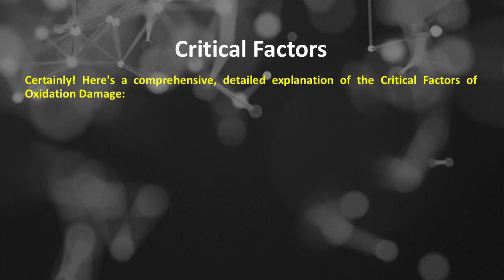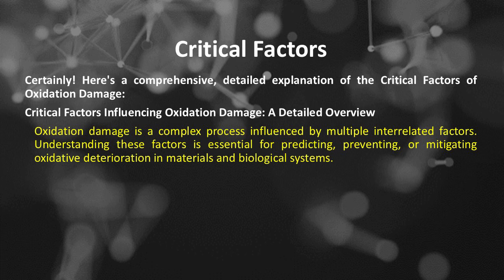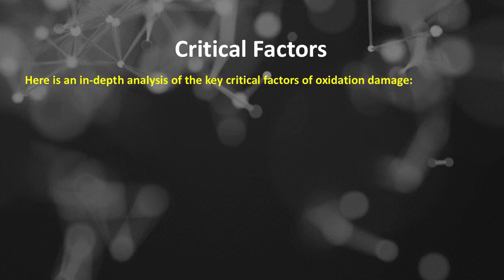Here's a comprehensive, detailed explanation of the critical factors of oxidation damage. Critical factors influencing oxidation damage, a detailed overview. Oxidation damage is a complex process influenced by multiple interrelated factors. Understanding these factors is essential for predicting, preventing, or mitigating oxidative deterioration in materials and biological systems. Here is an in-depth analysis of the key critical factors.